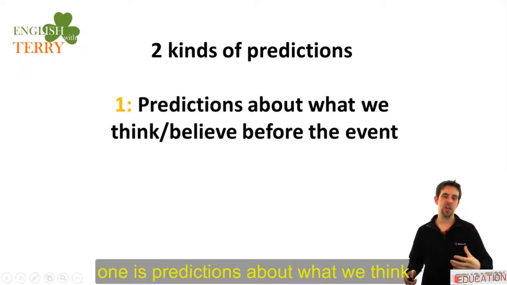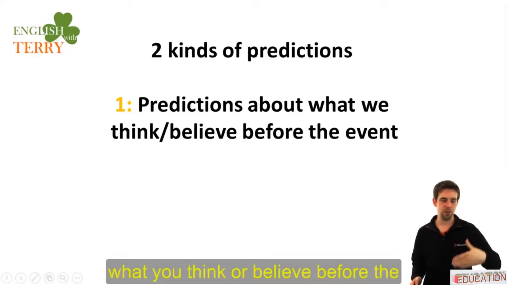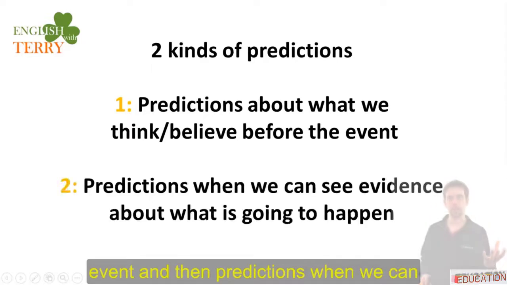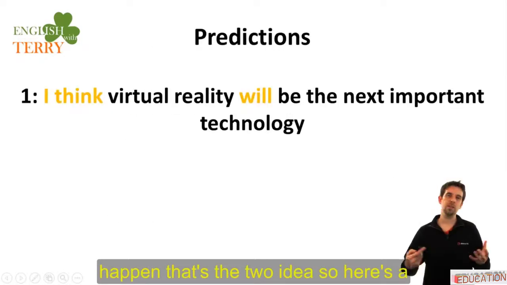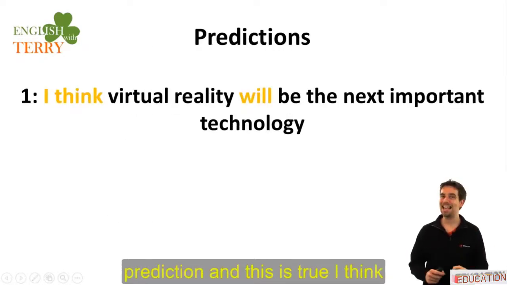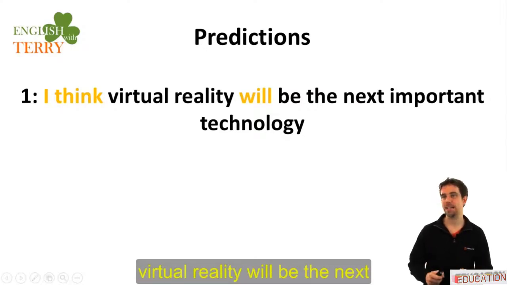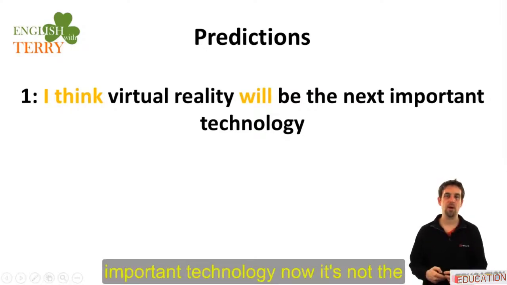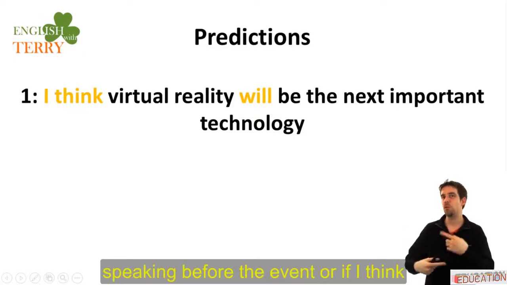One is predictions about what we think or believe before the event, okay? What you think or believe before the event, and then predictions when we can see evidence about what is going to happen. That's the two ideas. So here's a prediction, and this is true. I think virtual reality will be the next important technology. Now, it's not the next important technology now, so I'm speaking before the event.